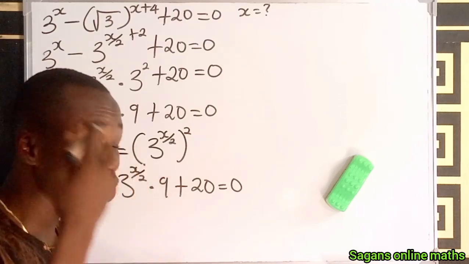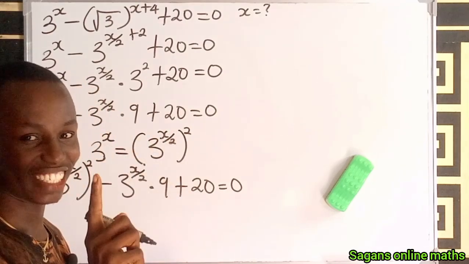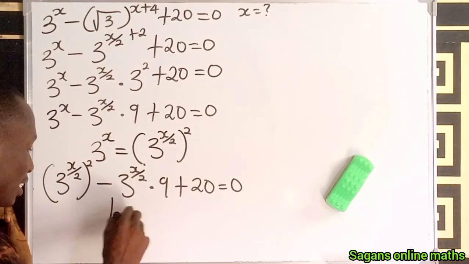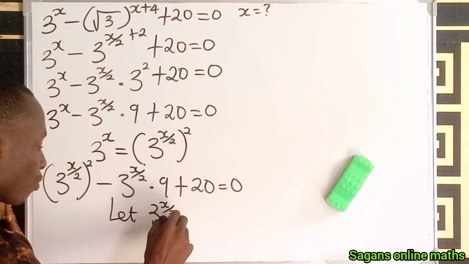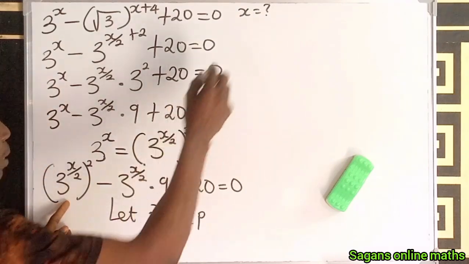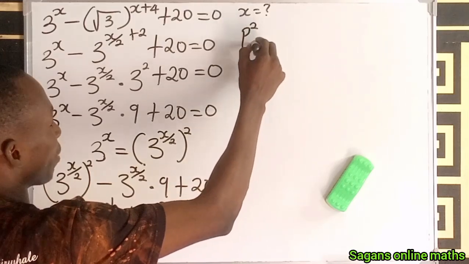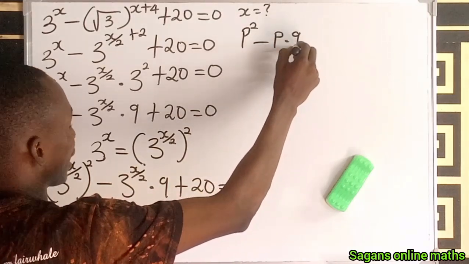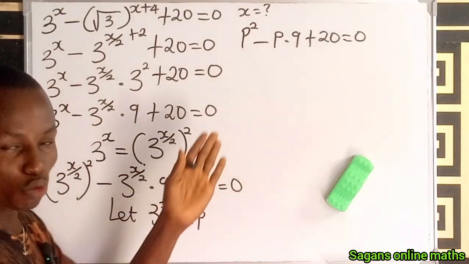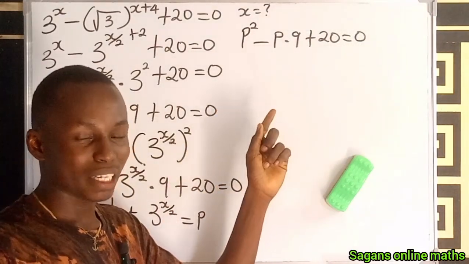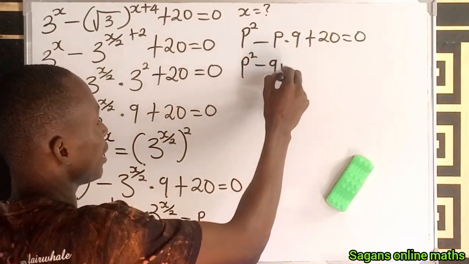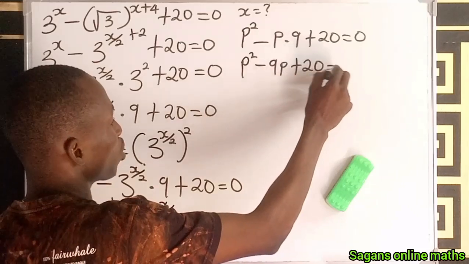I love this. You see, the knowledge of indices is very important and interesting. Now you can observe that there is a common term. So I'm not wrong if I say, since they are common, let 3 to the power of x divided by 2 equal p. Because what is common, right? So I'm going to have p squared, then minus p multiplied by 9, then plus 20, everything is equal to 0. Are you not seeing that we have gotten a quadratic equation? Minus p times 9 will give us minus 9p. So I have p squared minus 9p plus 20, everything is equal to 0.